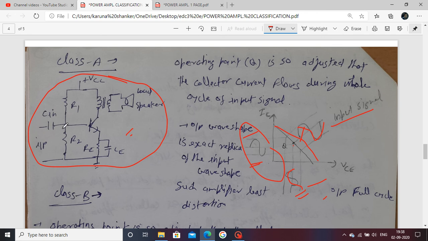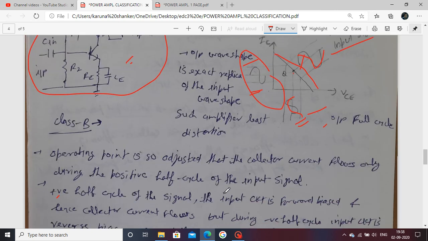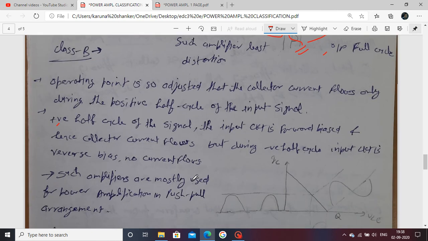Overall, when an AC signal is applied at the base and interacts with a DC voltage, the output voltage is greater than the input voltage. Overall the power level of the input signal is increased, and then the signal is amplified. Now we move to the next, the class B power amplifier.